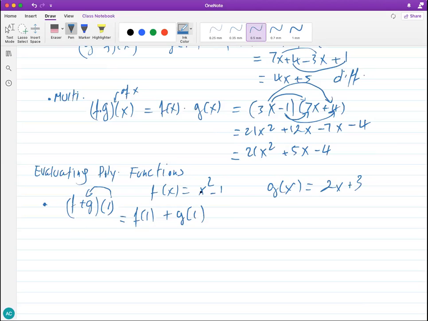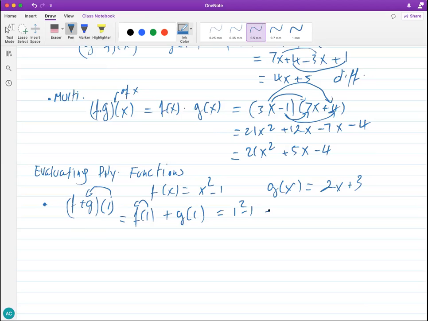If you have x and x, you could just add the two expressions. But if you have a specific value, then we're going to plug that value into f, and also into g. So 1 into f, this is f. We're going to plug 1 here. It will be 1 to the second minus 1.